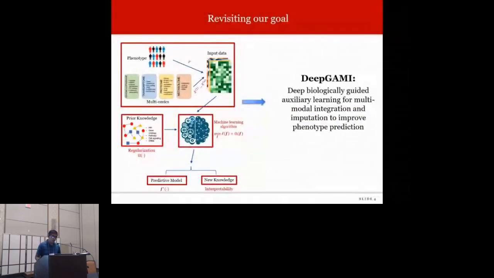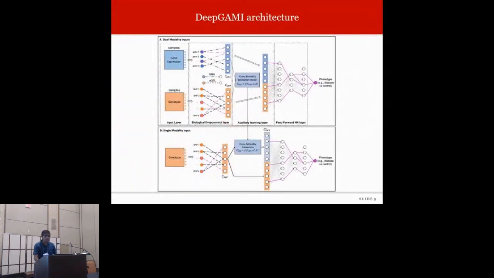Revisiting, our goal was to use multi-omics data to build a machine learning algorithm to integrate this data, do phenotypic prediction, and also do biological interpretation. That is where our model, DeepGAMI, comes into the picture. As you see here, this is an example, but I'll show you cases where we take different modalities. Here, we have gene expression and genotype as the input, as two different modalities.